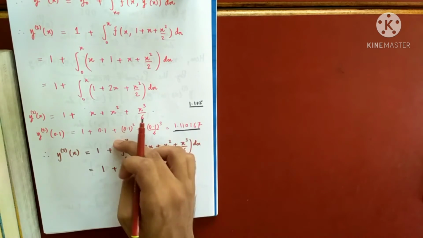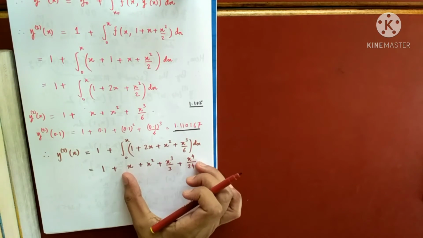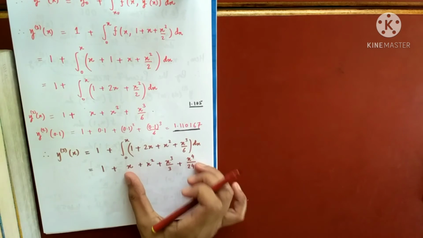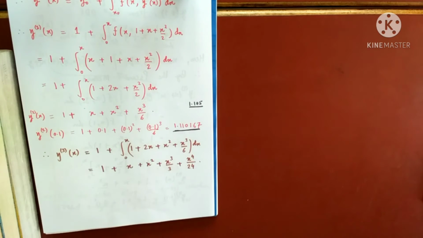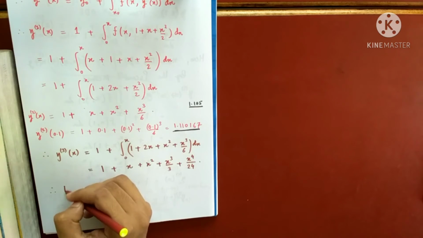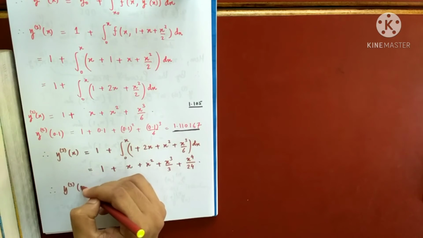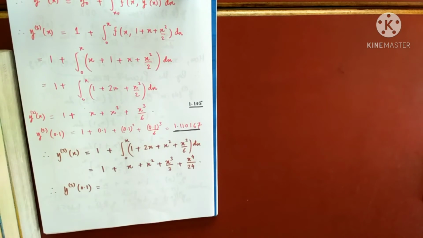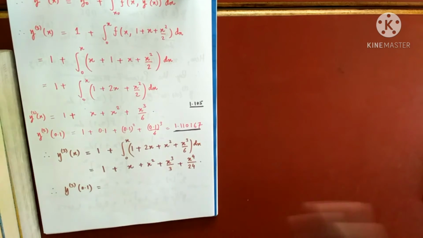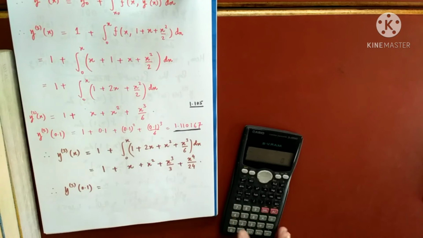And if you put the limits, first the upper limit x, this will remain, and the lower limit 0, so the whole thing will become 0, no need to write. So this is my third iteration. At the end of the third iteration, we are supposed to find y at 0.1. So let's put 0.1 everywhere and see what comes. Please do it, put 0.1 everywhere.